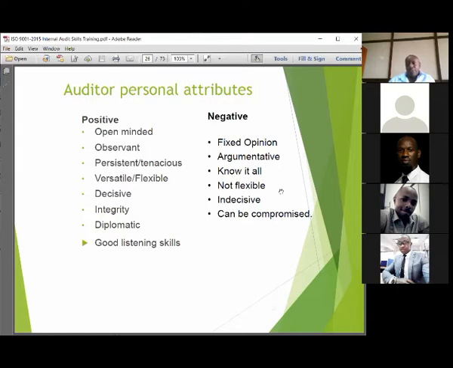Observant. Being observant is very important as you audit. There are some of the things which you'll just observe with your eyes, and they will prompt you maybe to ask certain questions, or they will even lead to a nonconformity or conformity. So keep on observing the office, how it is well arranged.